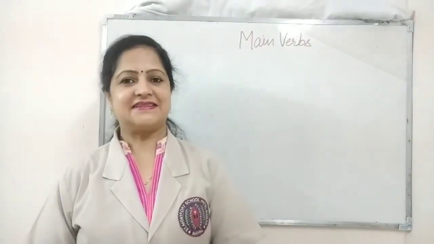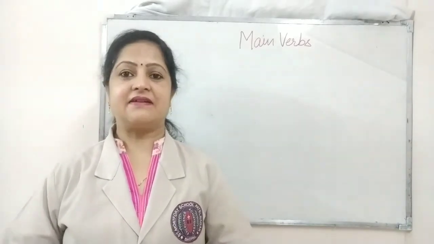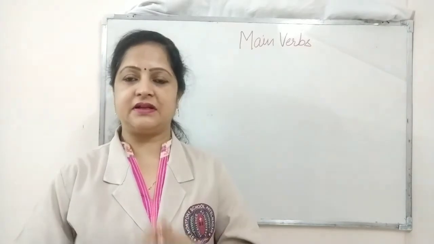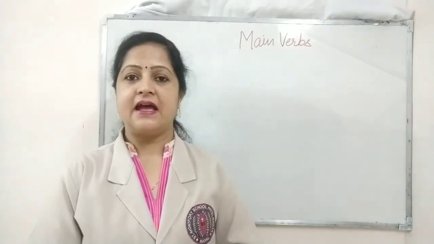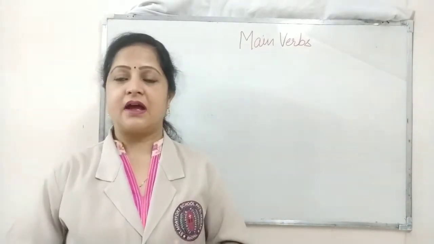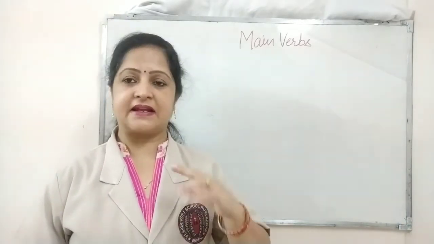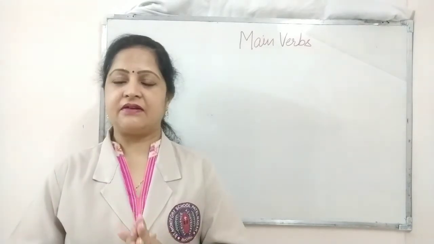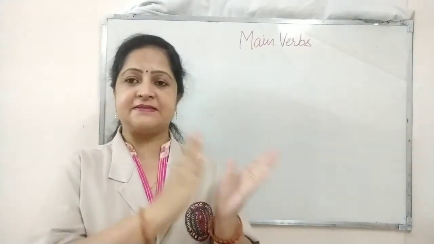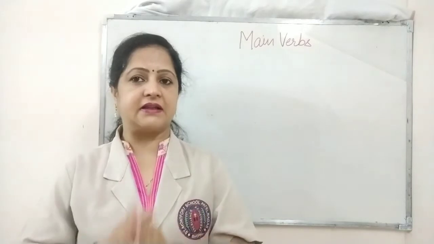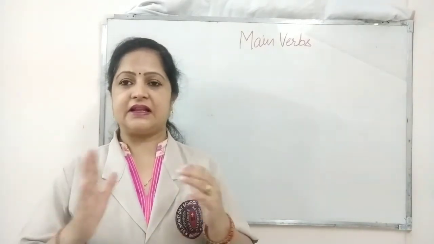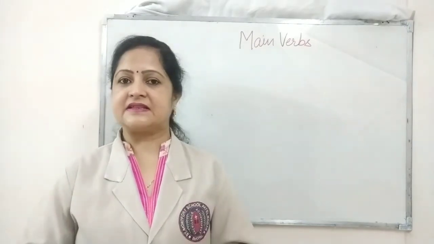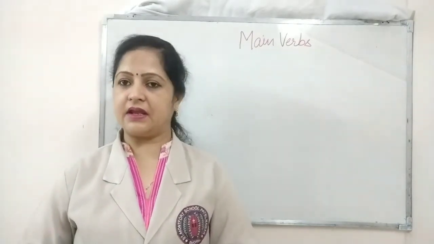So this is enough for today. Today we discussed the meaning of verb, I gave the definition of verb, and after that I told you about the two main types of verbs, that is main verb and the auxiliary verb. After that we discussed the difference between the main verb and the auxiliary verb. So till there we have completed, and from tomorrow we will start with the main verb.